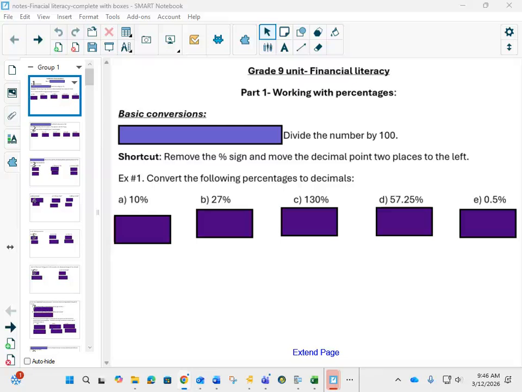Here's our grade 9 unit on financial literacy, and part 1, we are going to be working with percentages, which is super useful, because who has not gone shopping and seen like, ooh, 20% off? So we need to know what that means. Or who has not got a test and got a score like, you got 80%. What does that mean? How do we find that out? How do we work with that? Because percentages you're going to use for the rest of your life.